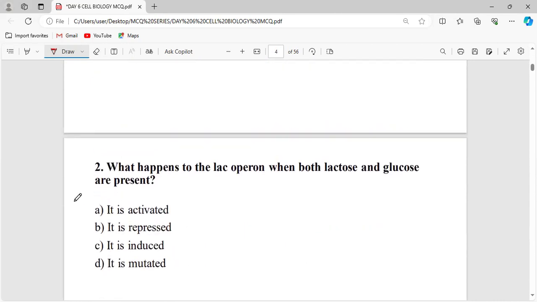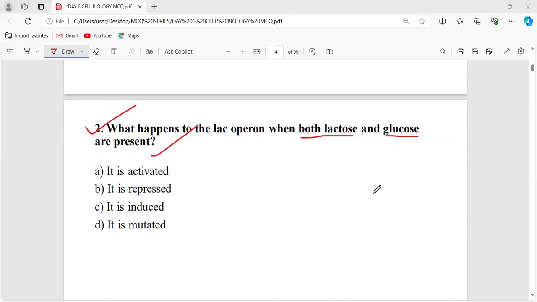Now, second question: what happens to the lac operon when both lactose and glucose are present? When both lactose and glucose are present, will the lac operon be turned on or turned off? What happens to the lac operon when both lactose and glucose are present in the medium?